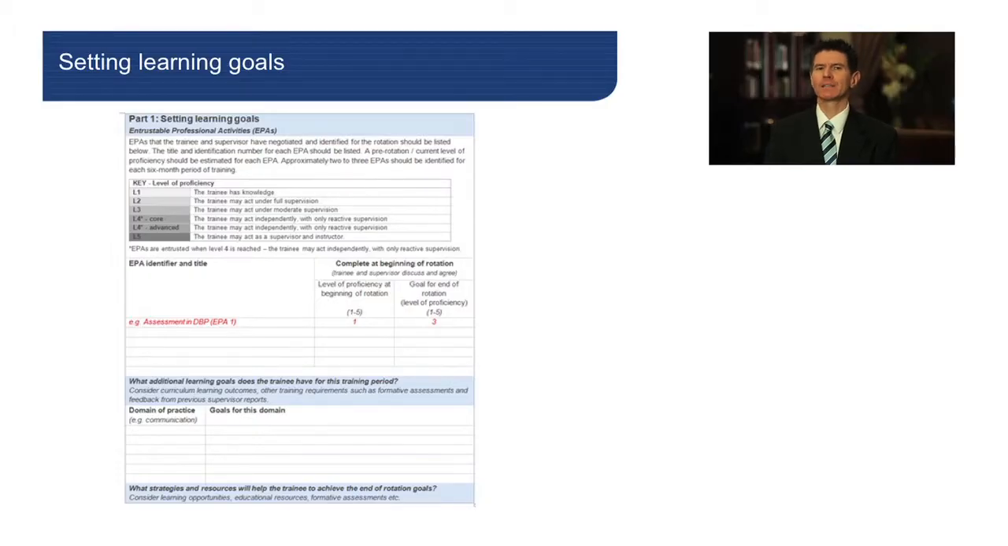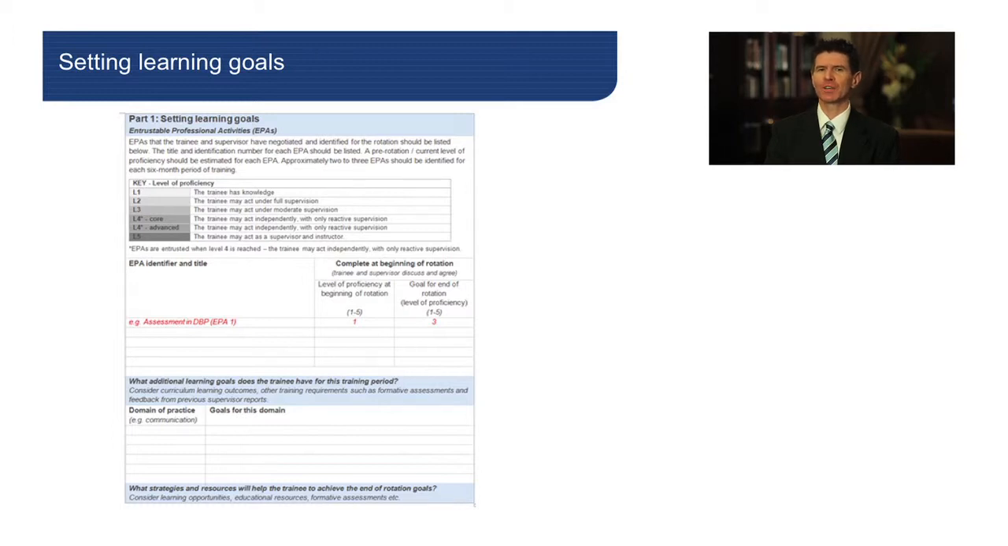At the beginning of the training rotation, the trainee and supervisor should sit down formally and complete part one of the learning plan and supervisor's report. Part one's all about negotiating learning goals, and that includes choosing the entrustable professional activities to be targeted during the rotation. In addition to those EPAs, the trainee and the supervisor should decide on any other learning goals that the trainee would like to meet.